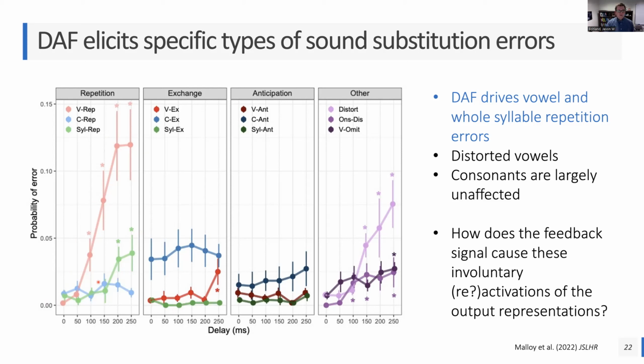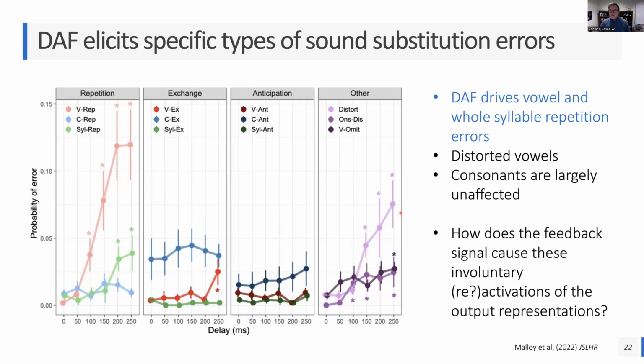We also see that whole syllable repetitions show a very similar effect, although to a lesser magnitude. We can see vowel exchanges jump up a little bit. The stars indicate statistical significance with our mixed effects modeling framework, so at 250 milliseconds, those are significant. And we can see distortions, which are primarily driven by vowel distortions, also show this same kind of effect. So the take home from this is that delayed auditory feedback doesn't elicit just errors across the board, but it drives a fairly specific pattern that involves primarily vowel and whole syllable repetitions, as well as vowel distortions.